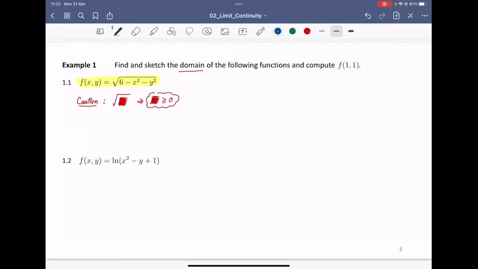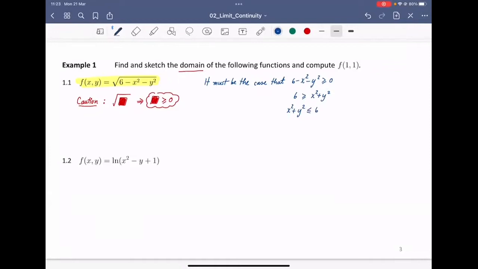So from here, it must be the case that 6 minus x squared minus y squared is greater than or equal to 0, because it is under the square root sign. If you move things around, moving x squared plus y squared to the right-hand side, you get 6 greater than or equal to x squared plus y squared. Simplified, x squared plus y squared is less than or equal to 6. This is a circle, right? Everyone knows that x squared plus y squared is a circle centered at the origin.